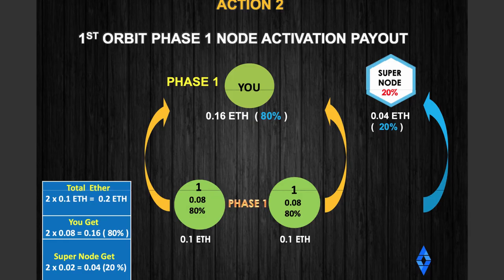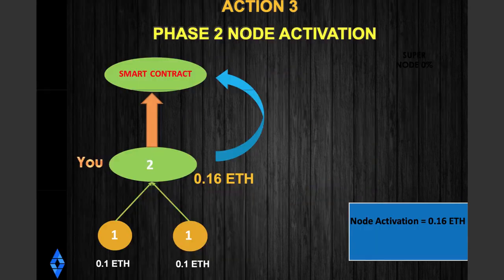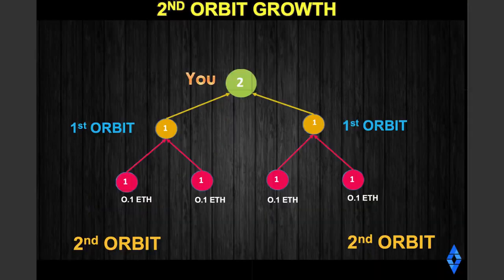Next up is the first orbit generation. When 2 new nodes are created in your first orbit, you'll get 0.08 Ethereum from each node. That is, a total of 0.16 Ethereum from the 2 nodes. Subsequently, the supernode will get 0.04 Ethereum from this. Now, as the third step, you will have to return that 0.16 Ethereum you got to the smart contract for activating phase 2.